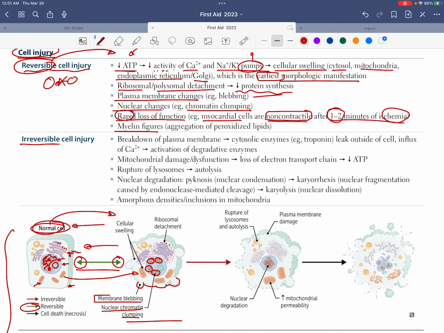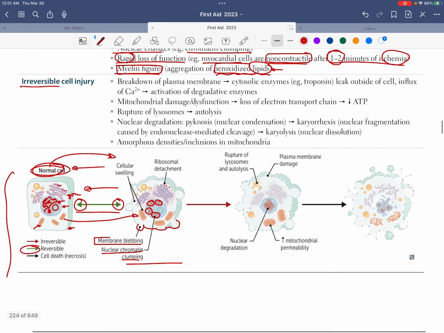Also, we could see the myelin figures. These are the aggregations of peroxidized lipids. So we know that within every cell, we may have some lipids, and they are formed under different conditions and in different shapes. So in the reversible cell injury, they would be peroxidized, and that's when we call them myelin figures.